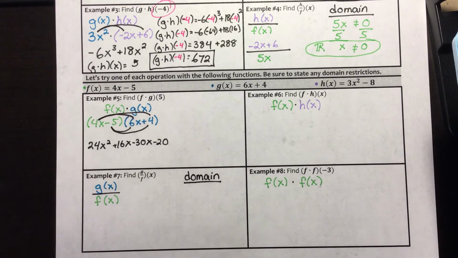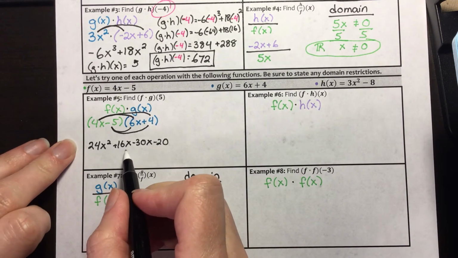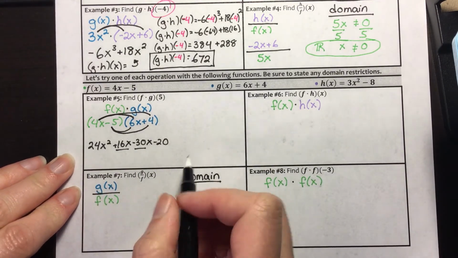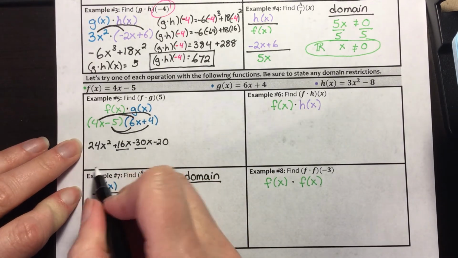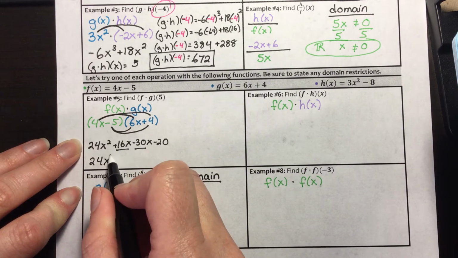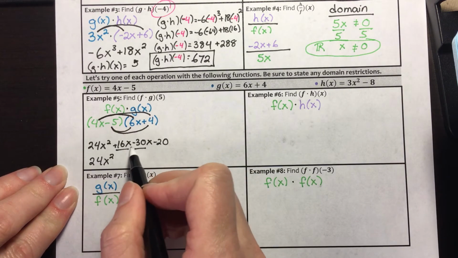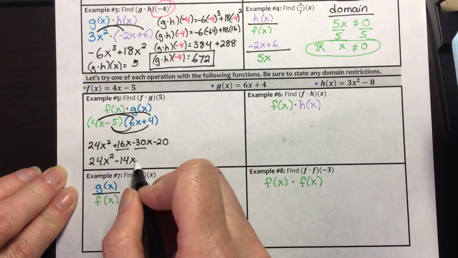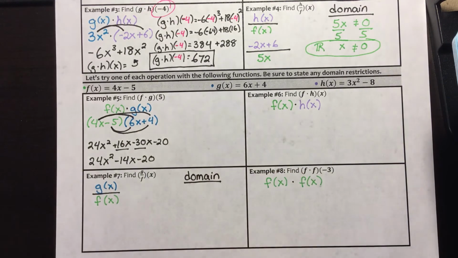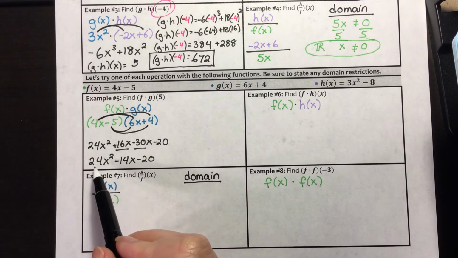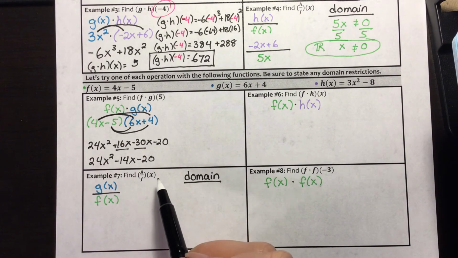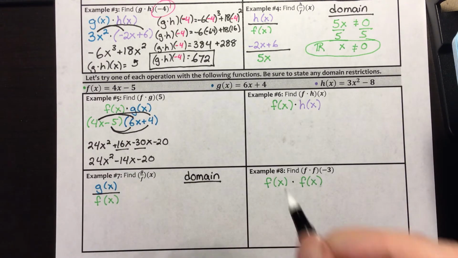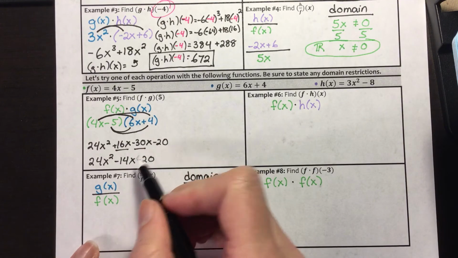The last thing we do is combine like terms, and we have two like terms here in the center. That is a really common pattern that we end up getting. 24x squared does not have a like term. 16x minus 30x is negative 14x. And we just bring down that negative 20. Now this right here is f times g of x. We want f times g of 5, so we're going to take a 5 and plug it in everywhere we had an x before.